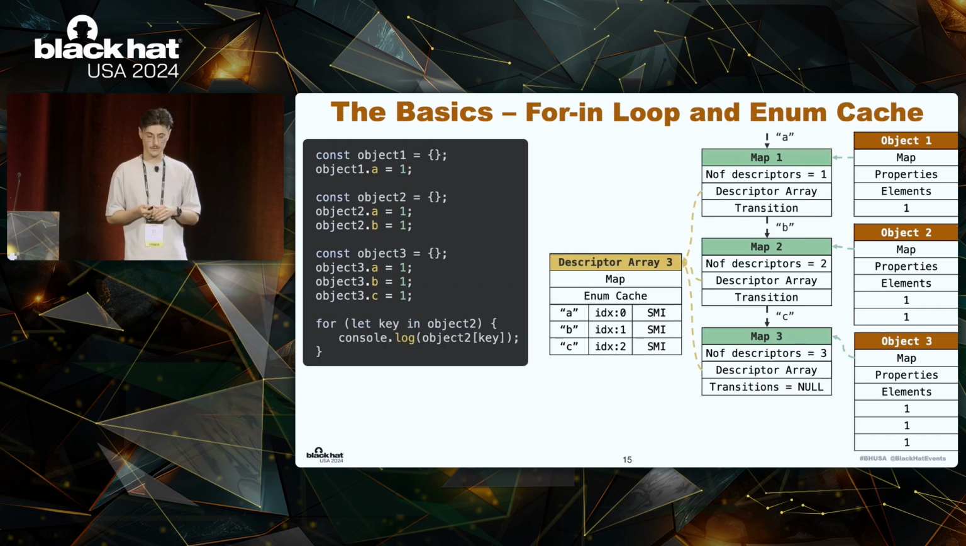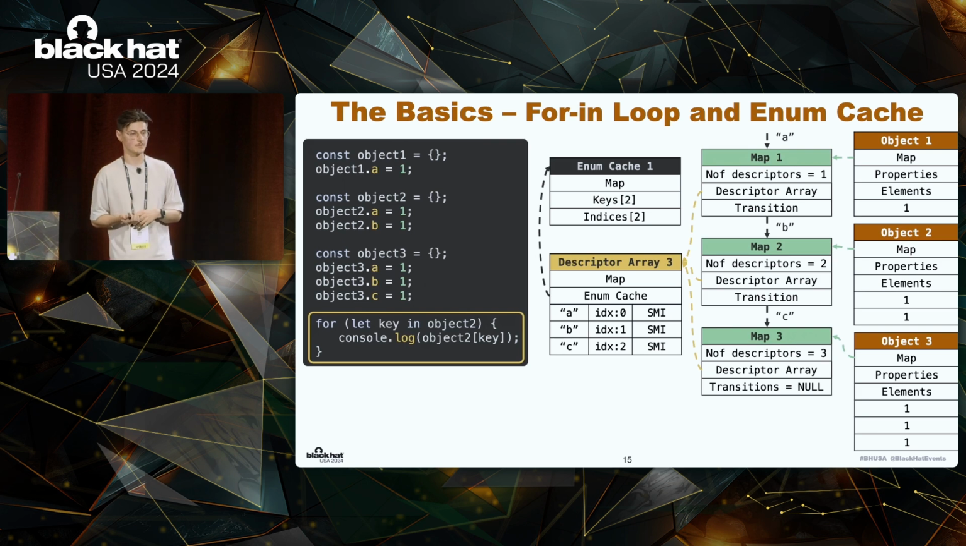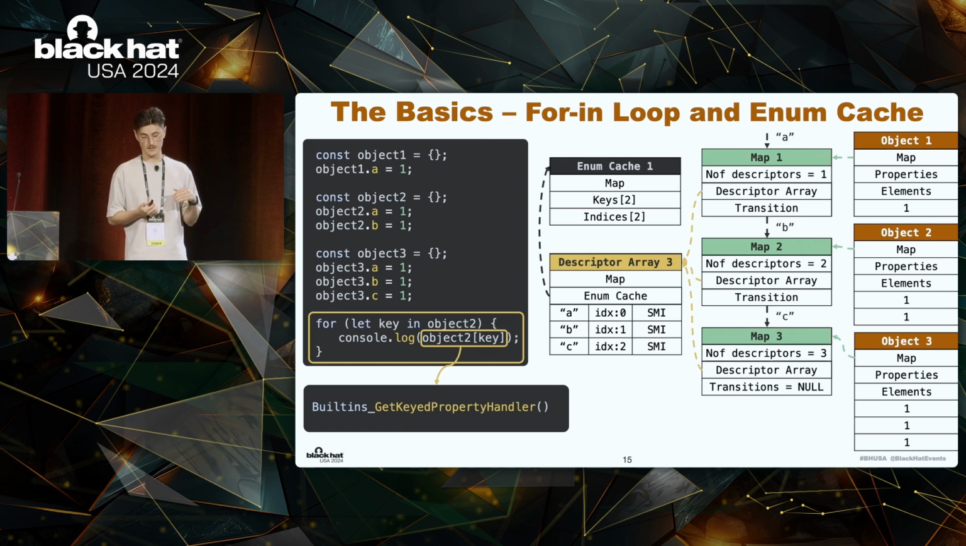So when you do a for-in loop like that in JavaScript, it will actually create a structure in memory, which is called an enum cache. That structure is made to filter out enumerable properties from non-enumerable properties in order to make the for loop faster. And because the cache was initialized with object 2, which has 2 properties, then the indices array and keys array inside the enum cache will have a size of 2. Now, inside that for-in loop, the property values will actually be accessed via the GetKeyedProperty bytecode, which is handled by the built-in function GetKeyedProperty handler.